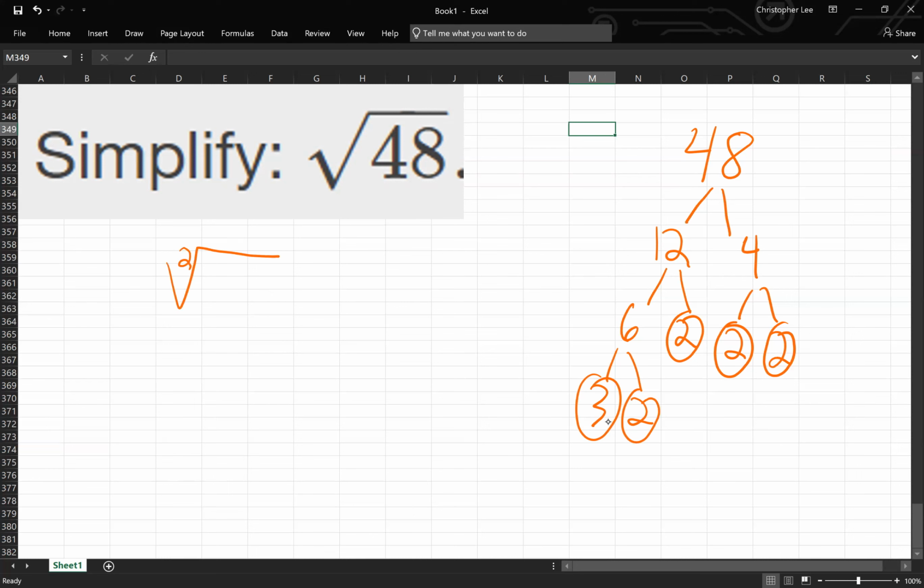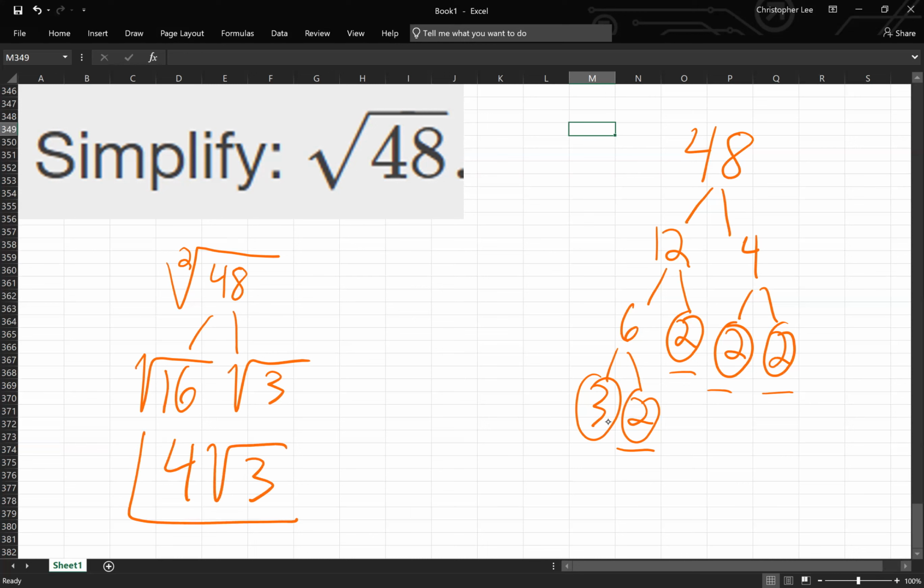So you know that the square root of 48 has a 2 index, right? So I want a number that's going to be divisible by 2. If I take these 2's here and multiply them all together, what do I get? 16, right? So square root 16 times square root 3. And then the square root of 16 is 4, right? So it's 4 square root 3. That's my answer.